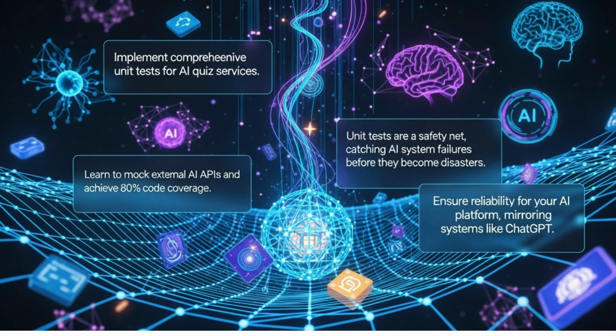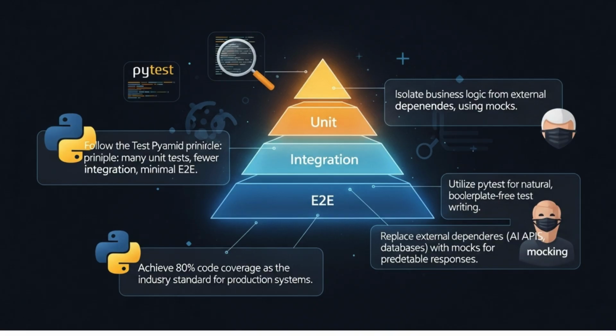So, how do we structure these tests for maximum efficiency and impact? Our testing architecture is built on the proven test pyramid principle. This means we have a broad base of fast, isolated unit tests, fewer integration tests in the middle, and just a handful of essential end-to-end tests at the very top. This layered approach allows us to isolate our business logic from external dependencies.